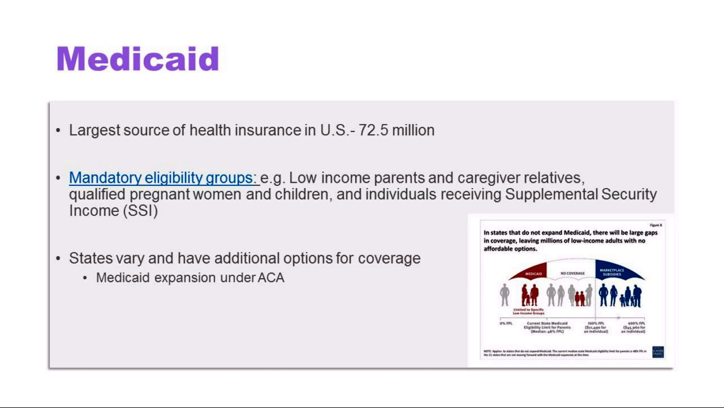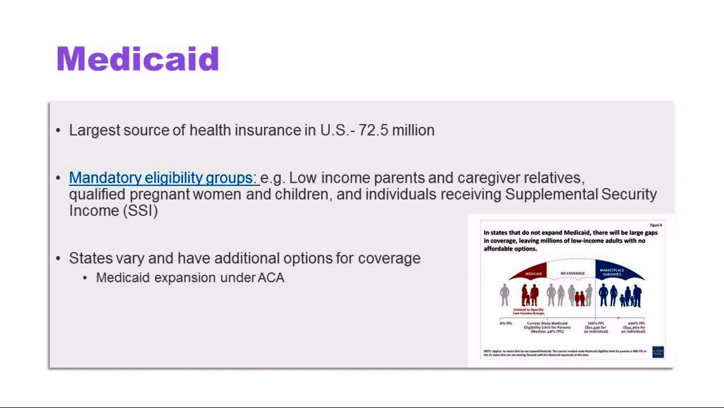However, there are a few mandatory eligibility groups: low-income parents and caregiver relatives, pregnant women, children, and aged, blind, or disabled individuals. The Affordable Care Act gave states the option to expand Medicaid to an additional category: low-income, non-disabled adults. This category is known as the expansion group.